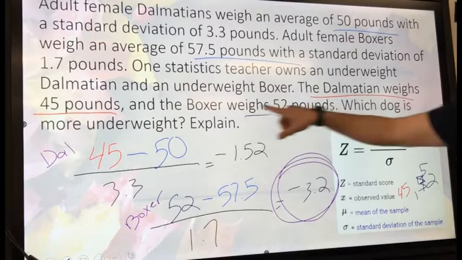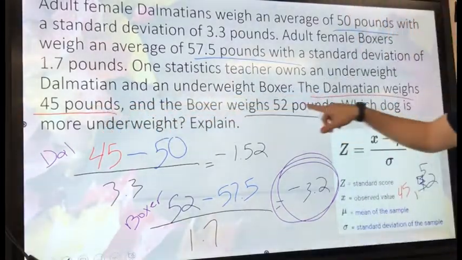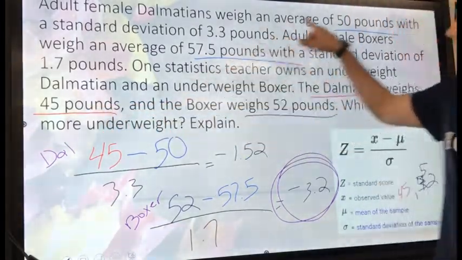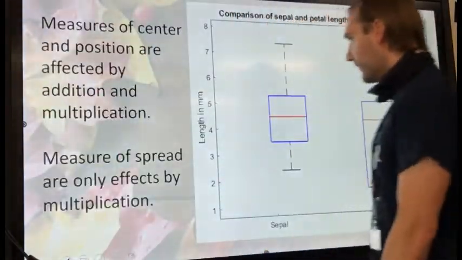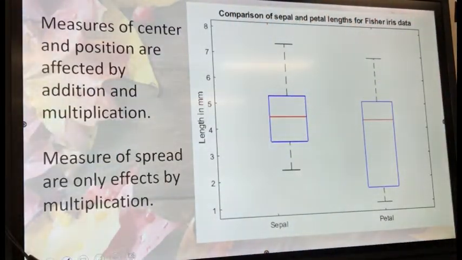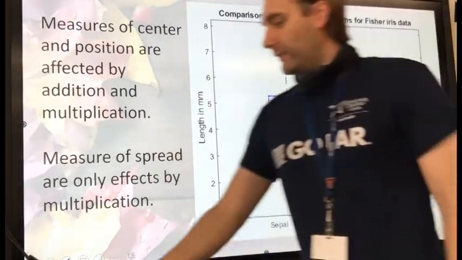If you had looked at this, you would see that, well, the Dalmatian weighs less, right? Well, not based on its average of its breed. That's what Z-score is showing us. Now, say we were to adjust these values.